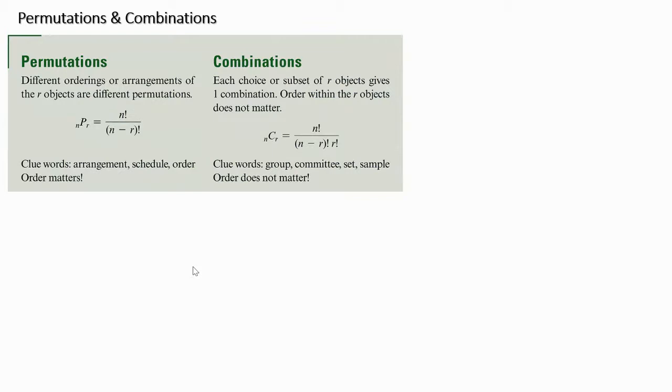Now these are key words. This is a formula for permutations, and this is a formula for combinations. So these are the key words for permutations: arrangement, schedule, order, and order matters. And the key words for combinations will be group, committee, set, and order does not matter.